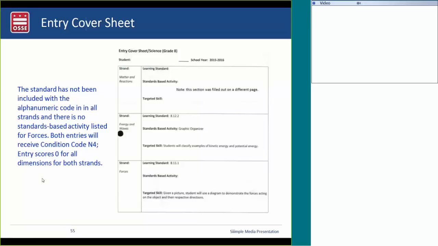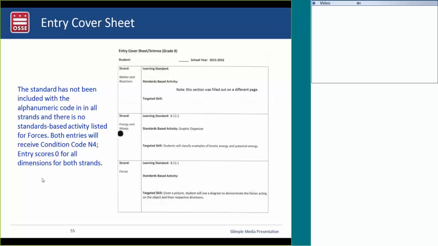Now, but the learning strand is alphanumeric in the first and second one, and it shouldn't be. Yes. Right. Now, the first one for matter and reactions, this section was filled on a different page and isn't included here. But for energy and waves and forces, both entries will receive an N4, because they don't have the standard written out.